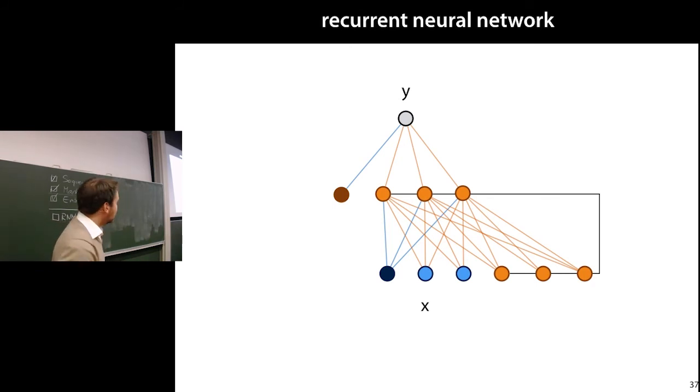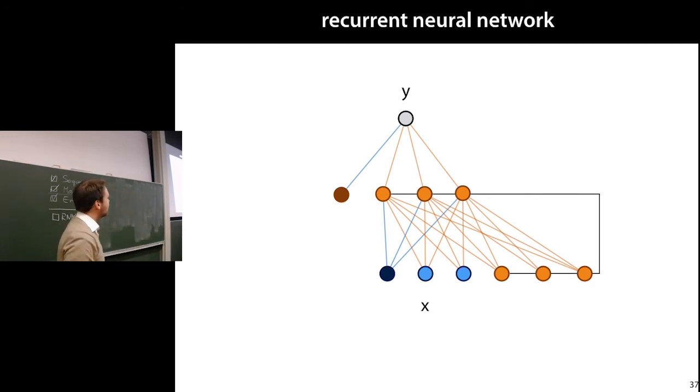So what you can do then is feed your network one input at a time. So we feed it one x, we compute the feed forward, we put the hidden state here, and then we feed it the next x, we compute the feed forward, we put the next hidden state here, and so on and so on. And our network operates in a cycle.